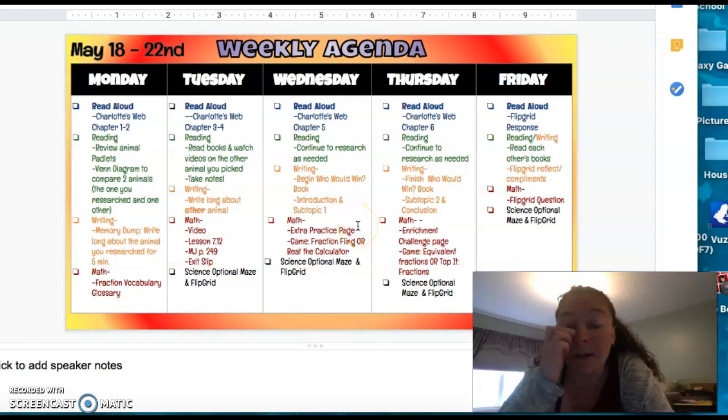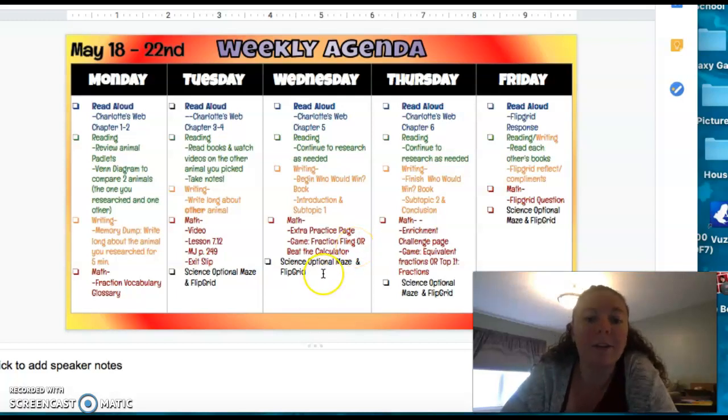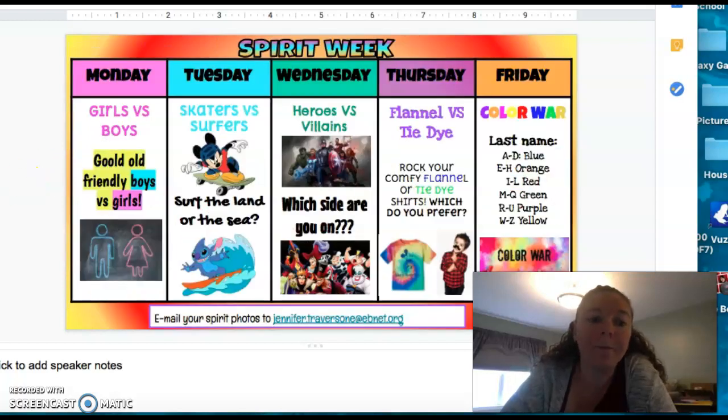For math, there is an extra practice page for fractions in a set, and I'd also like you to play one of the math games. For science, optional, you can work on that marble maze if you'd like.